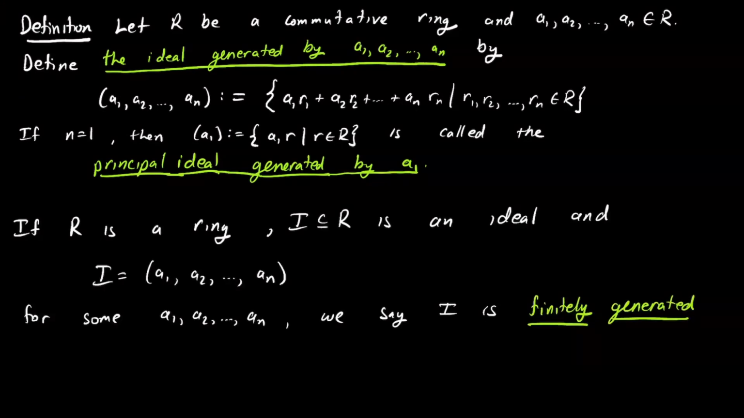Okay, and finally, one more definition. If I take a ring R, or a commutative ring in this case, just like above, and I as a subset of R is an ideal, and I'm able to show that I is equal to the ideal generated by A1 through AN for some elements A1 through AN inside of R, we say that I is finitely generated. So this is going to be our definition of a finitely generated ideal. In particular, it's generated by finitely many elements of R.